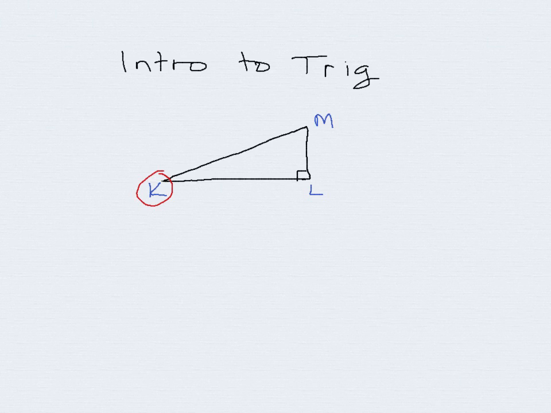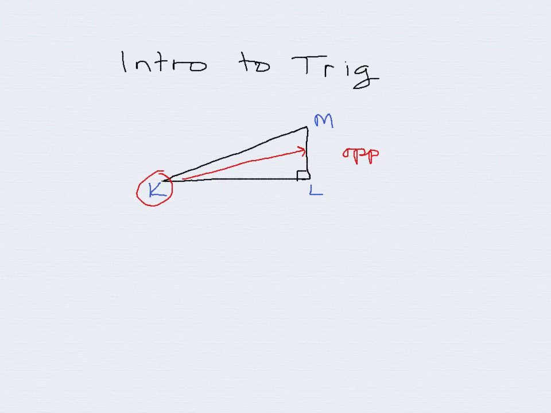you can label the side that's across from that angle but not touching angle K, which would be side ML, or side little k if you wanted to give it a single letter. That side is called the opposite. That's a leg of a right angle triangle, and that's specifically called the opposite side.